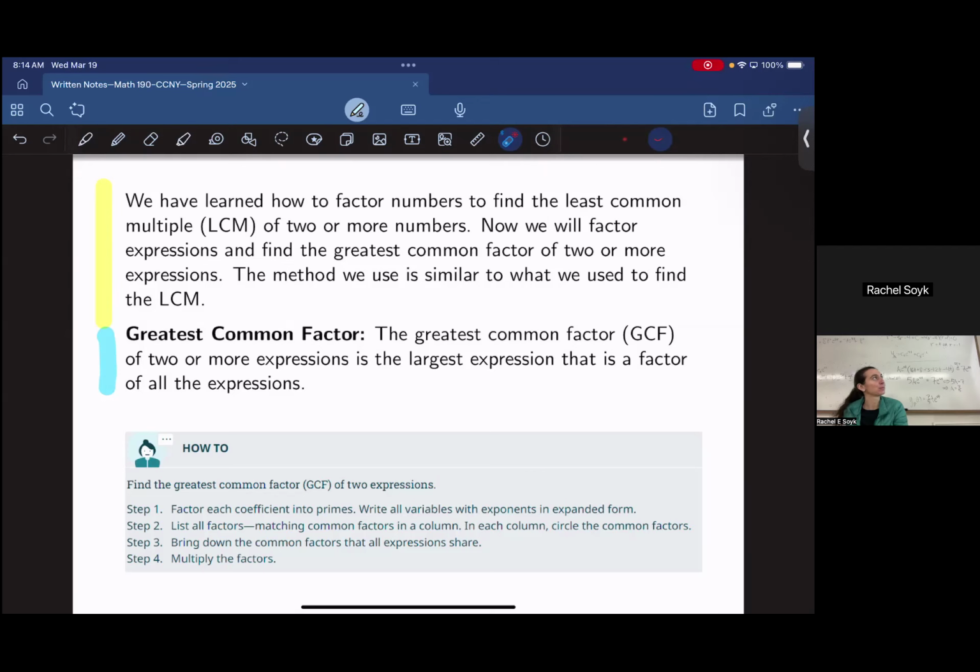Of 2 or more numbers. Now we will factor expressions and find the greatest common factor of 2 or more expressions. The method we use is similar to what we use to find the LCM.